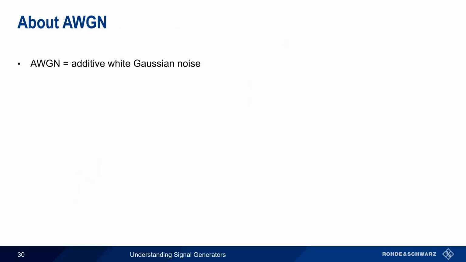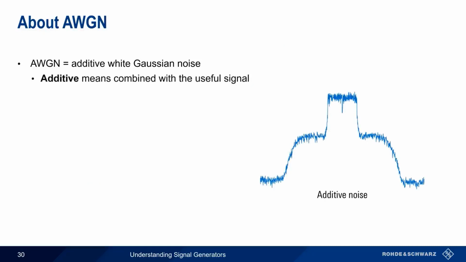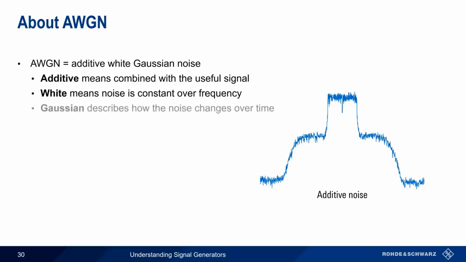AWGN stands for additive white Gaussian noise. Additive means that the noise is combined with useful signal, as shown here. White refers to the power of the noise as a function of frequency. White noise has, ideally, the same power at every frequency. And Gaussian describes how this noise changes over time. It increases and decreases over time with a Gaussian or bell curve shaped distribution.